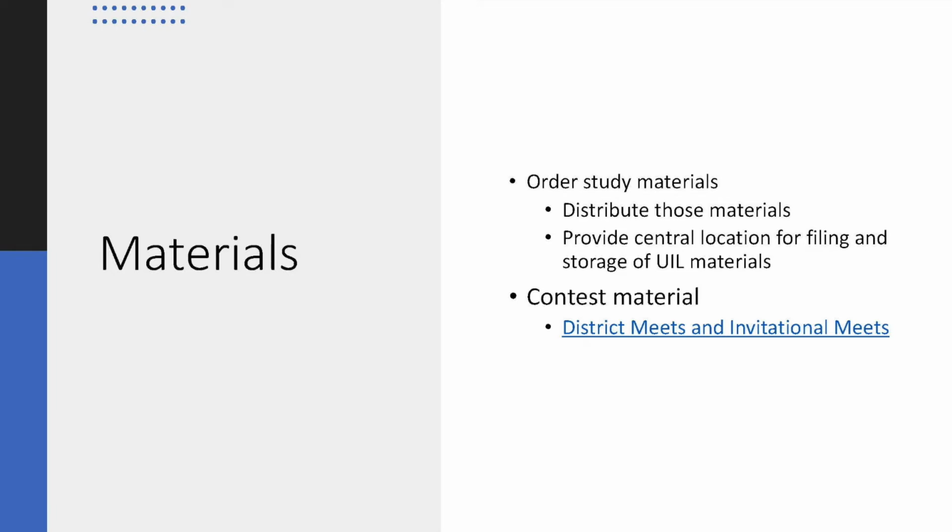If you are ultimately the meet director for an invitational or district A+ meet, you will need to request or purchase the meet materials. District meet materials are provided for free, and invitational materials are sold on the UIL store. If you go to uiltexas.org/A+ and then select A+ meets, you will see a page that will explain the differences between an A+ invitational and an A+ district meet.